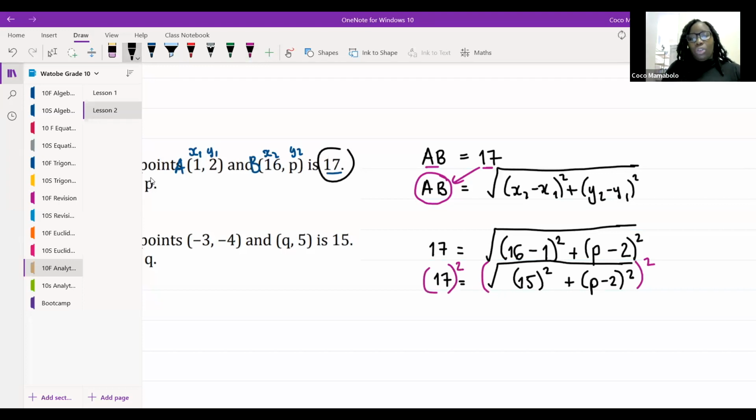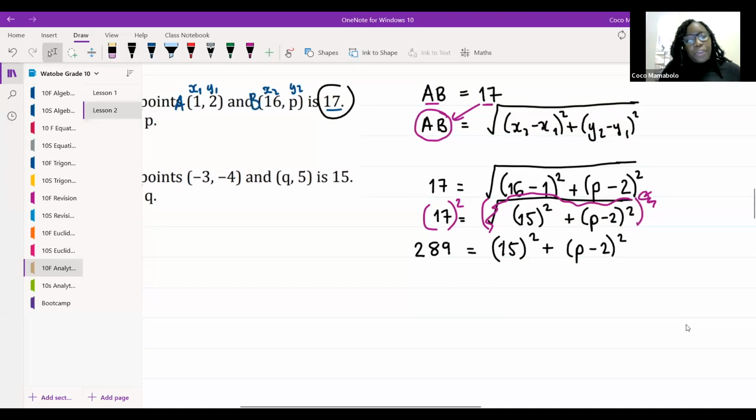So now I know that 17 squared is 289, is equal to, and then the square and the square root will cancel each other out. So I will end up with 15 squared, plus (P minus 2) all squared. Now I'm going to replace 15 squared with the actual number, which is 225.